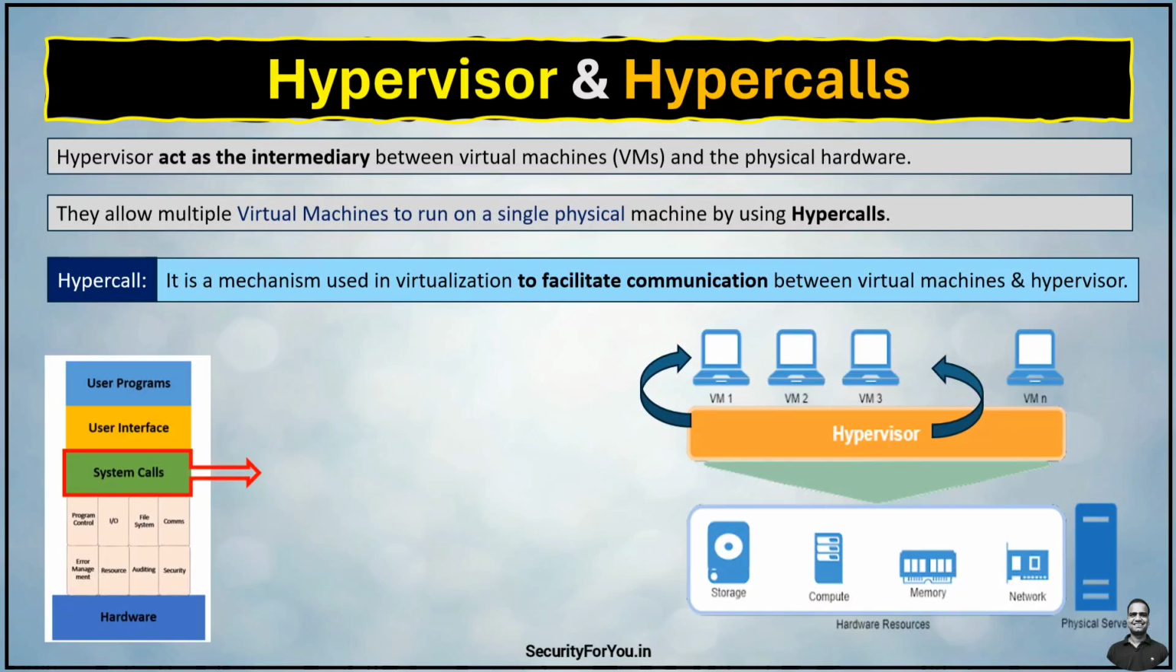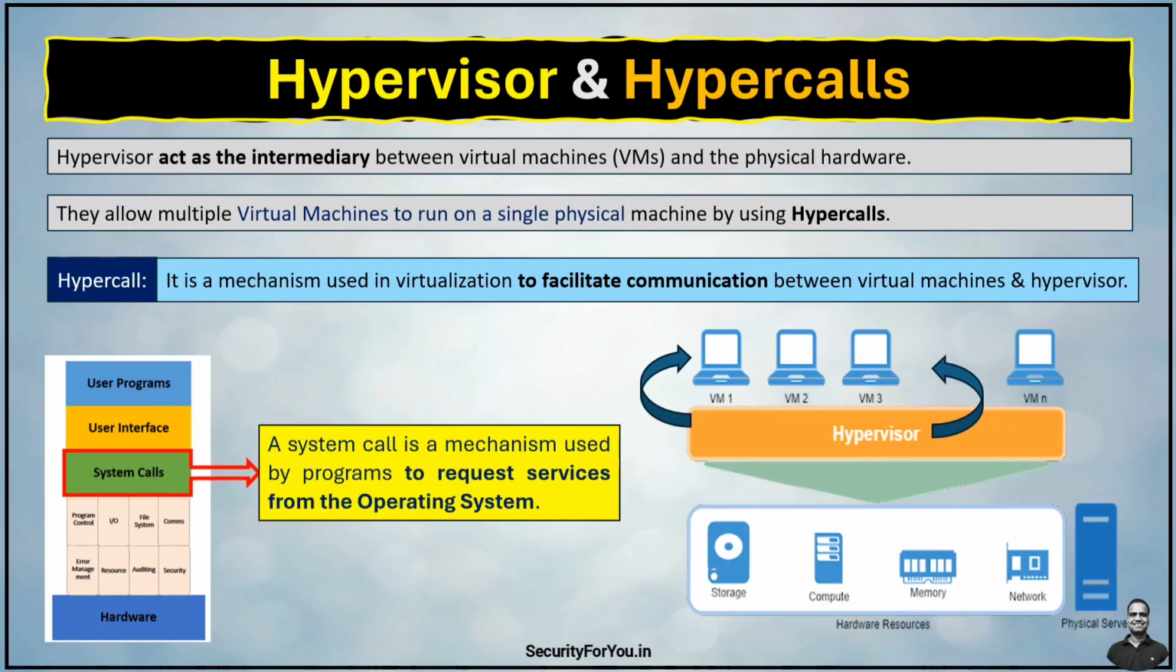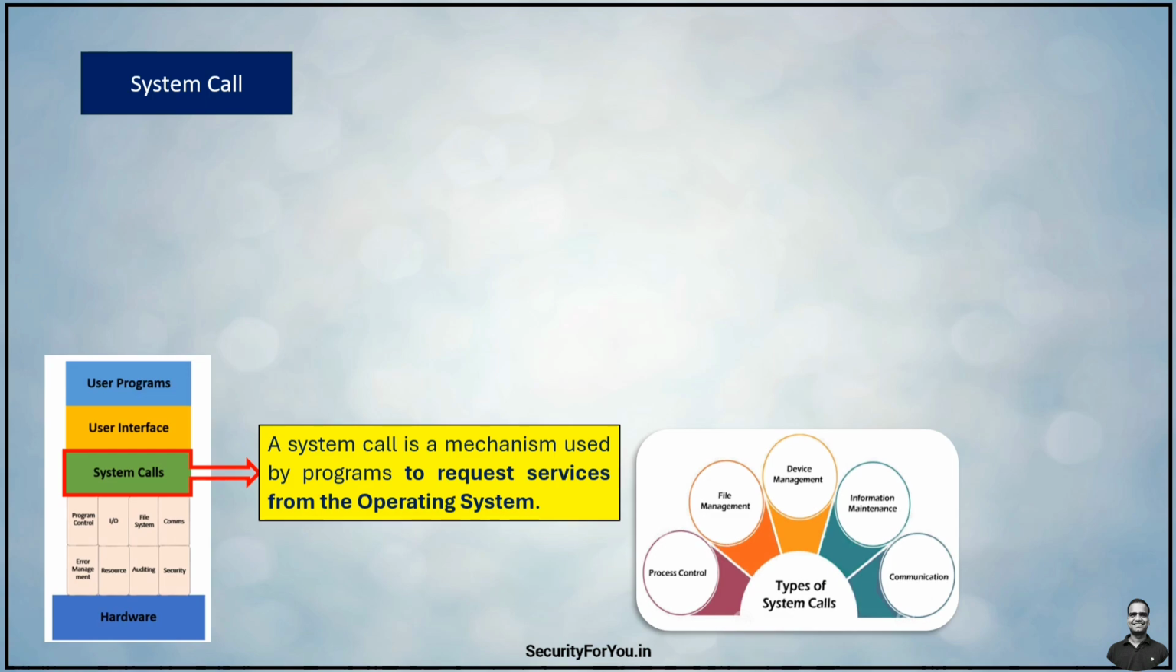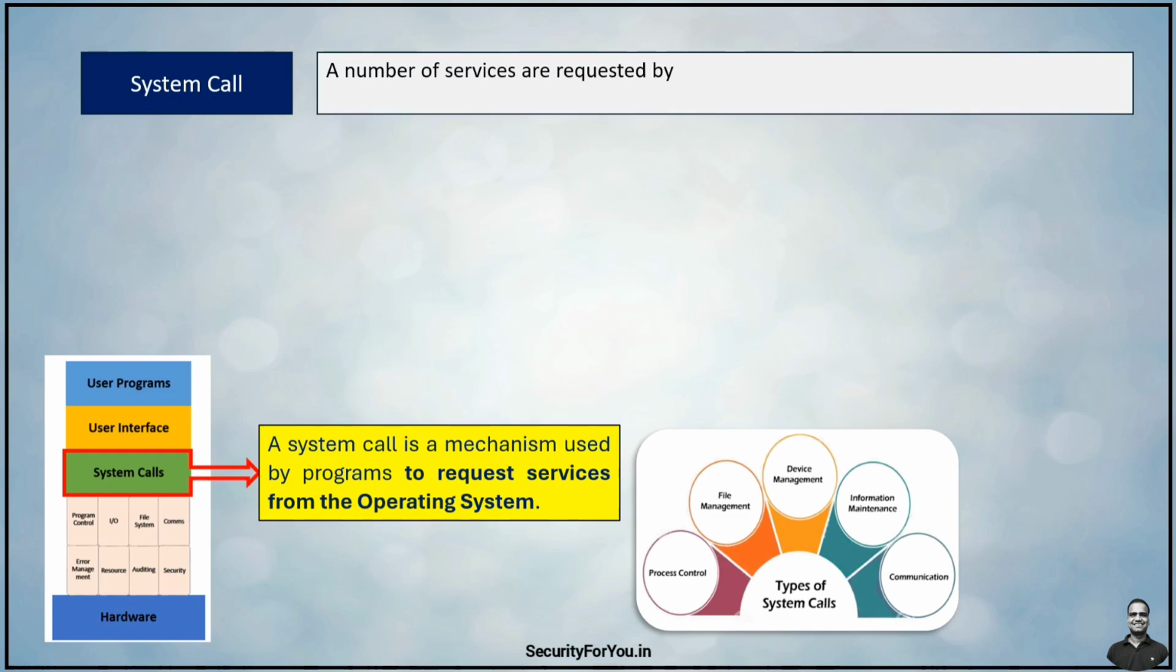So what is a system call? A system call is a mechanism used by programs to request services from operating systems. In simple terms, a user program can interact with the operating system using a system call. A number of services are requested by the program and the operating system responds by launching a number of system calls to fulfill the request. So we need to understand system calls in detail before we can move ahead to hypervisor attacks.